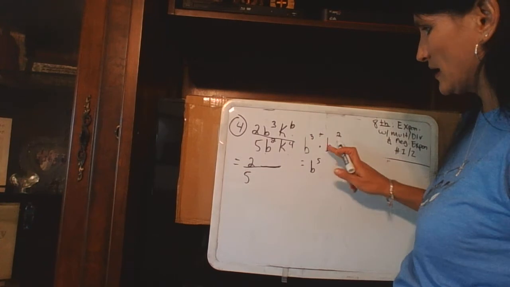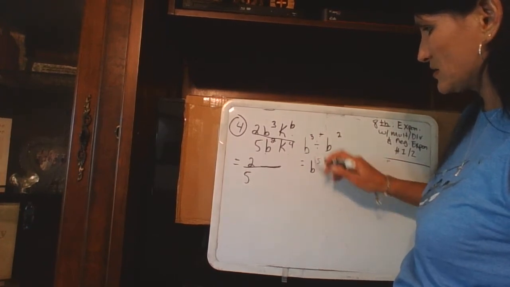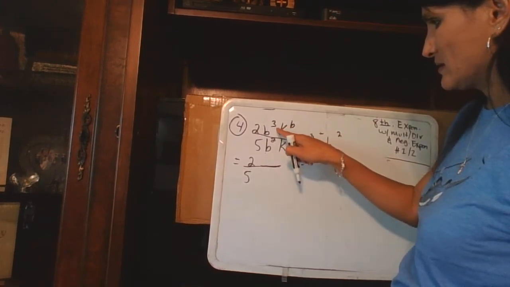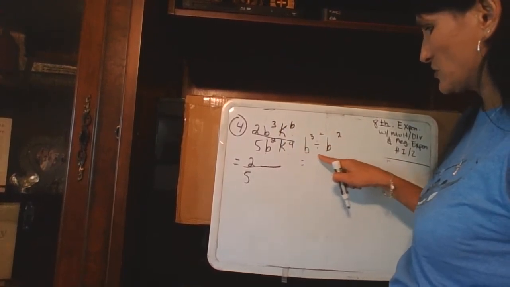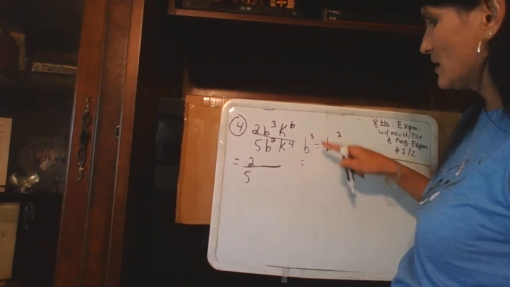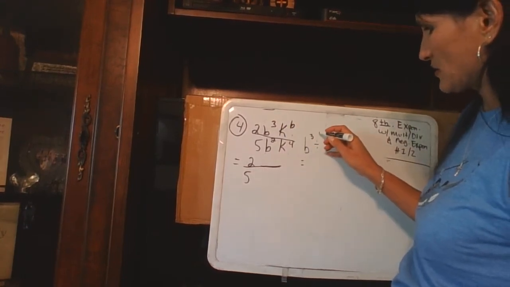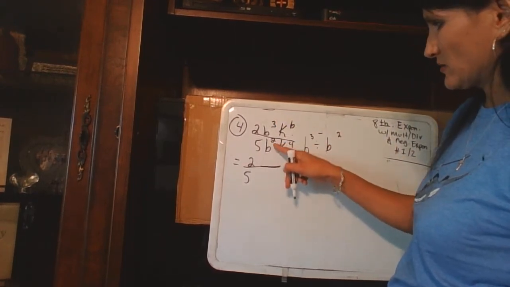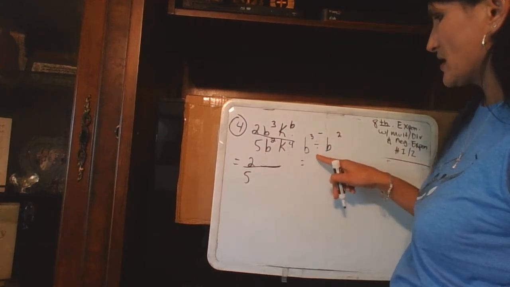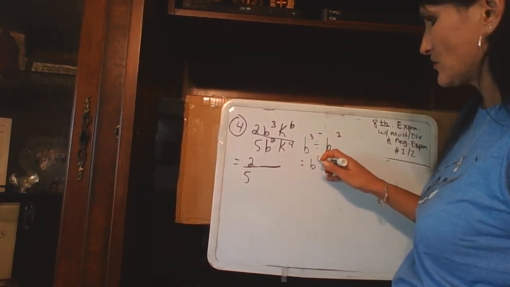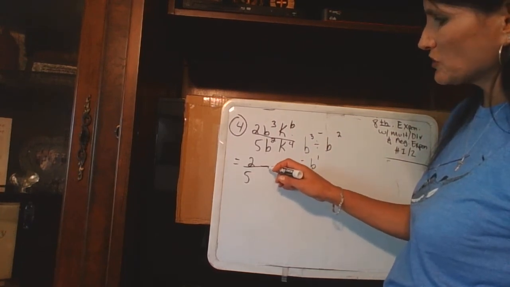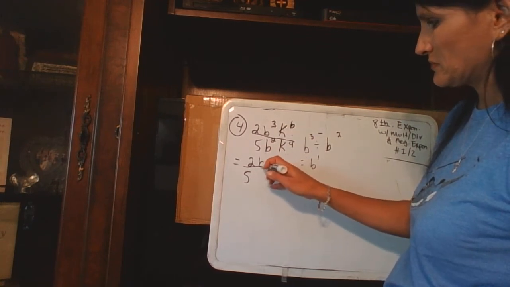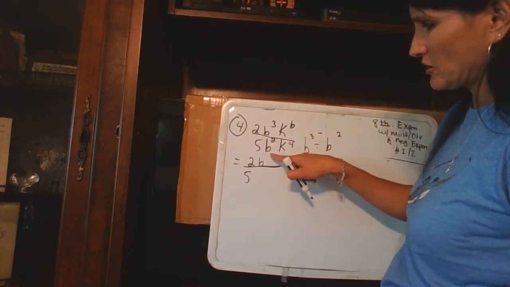The problem is we're not multiplying b to the 3rd and b squared. The line means divide. So this is actually being divided. When you're multiplying variables that are the same, you have to add. But when you divide variables that are the same, you have to subtract. So in here, you're going to subtract the 3 and the 2. So 3 minus 2, and you're going to end up with b to the 1st. But what you have to be careful about is the b to the 1st goes on top, not on the bottom, because there are more b's up here than there are here.